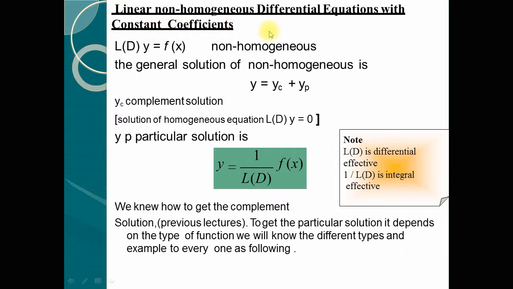A linear non-homogeneous differential equation of higher order with constant coefficients has two solutions. One is the complementary solution and the other is the particular solution. When we add these two solutions, the solution for the given non-homogeneous differential equation will be y equals yc plus yp.